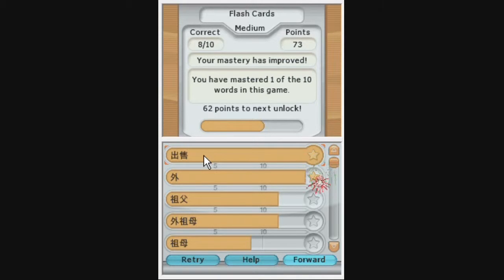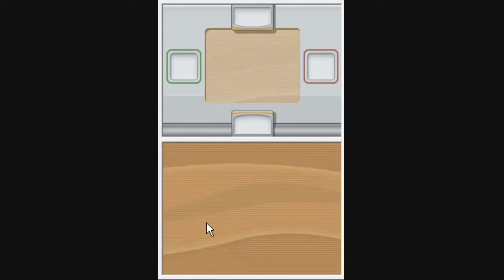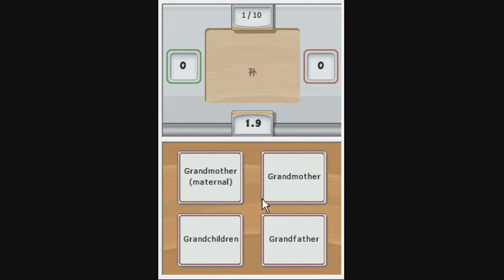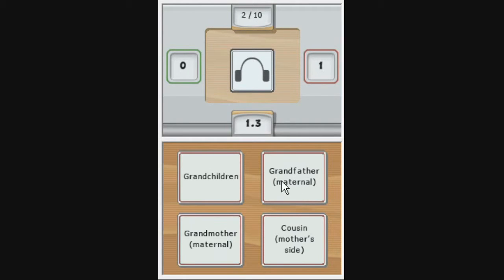Parent. Oh, it doesn't mean grand. Okay. So it doesn't mean grand, it means grand in the parent sense, because it has parent in brackets. It just means grand to do with parents. Sun is grandchildren, I knew it. 外祖父 is grandfather maternal.